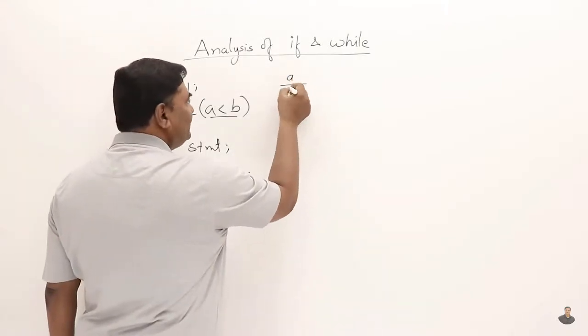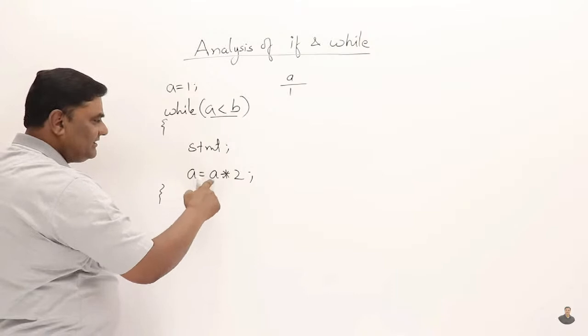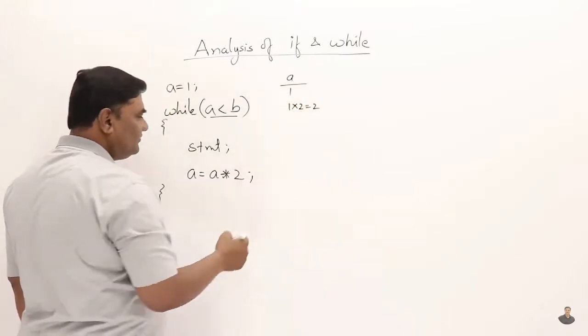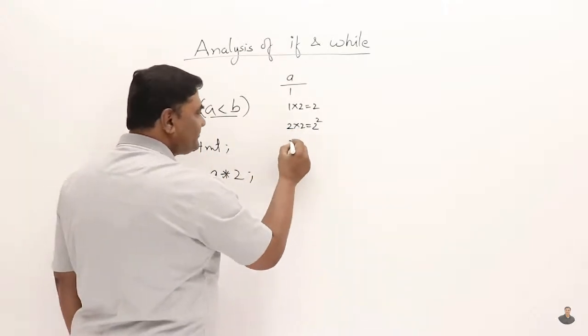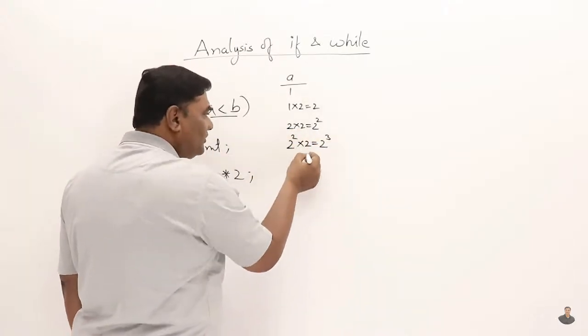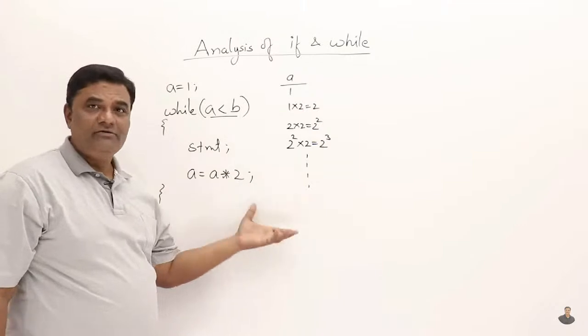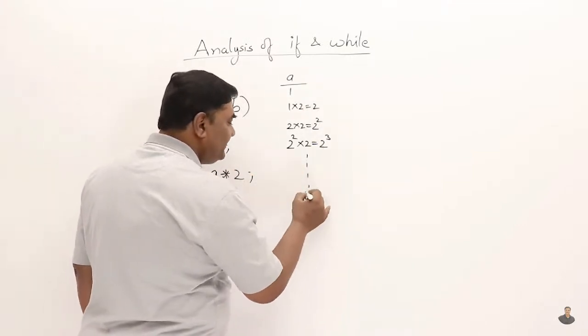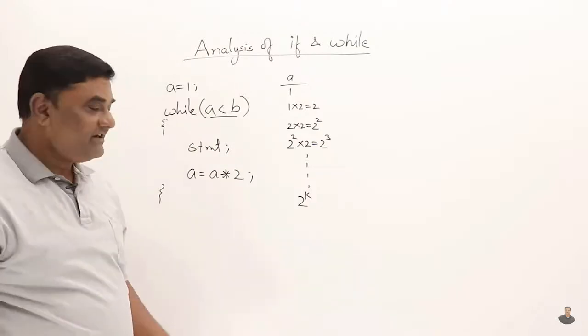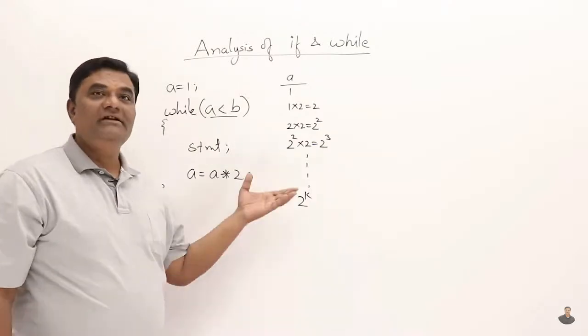A is initially 1, right? Then a is becoming a into 2, so that is 1 into 2, so it becomes 2. The next time again, this is 2, so 2 into 2, so this will become 2 square. The next time again, this is 2 square into 2, that is 2 cube. It goes on. How many times is this going to happen? I don't know. Let us assume that somewhere it stops, and at that time, this is going to be 2 power k. So it will repeat for k times, and that k I have to find out. I don't know how many times, so I am saying k times.